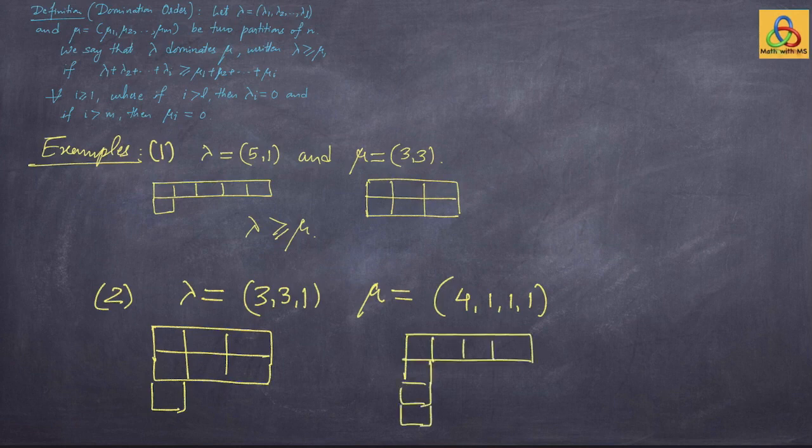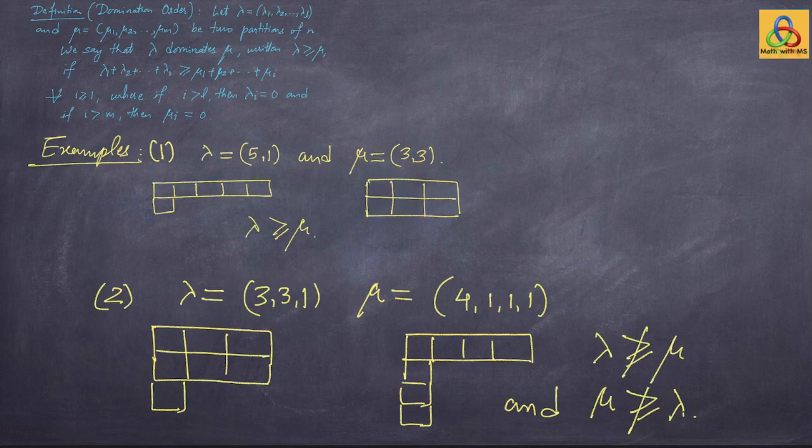Now you can see that the number of boxes in the first row of lambda is 3, whereas the number of boxes in the first row of mu is 4. So lambda is certainly not bigger than or equal to mu. Let's look at the other way. The number of boxes in the first row of mu is 4, which is bigger than or equal to the number of boxes in the first row of lambda. That's fine. The number of boxes in the first two rows of mu is 5, whereas the number of boxes in the first two rows of lambda is 6. So that implies that mu is also not bigger than or equal to lambda. So lambda and mu are not related at all under this order.